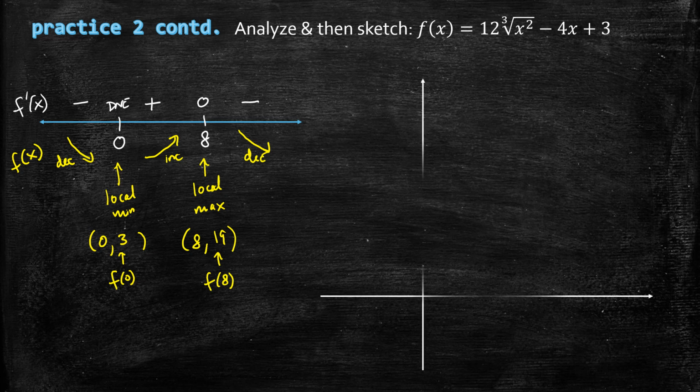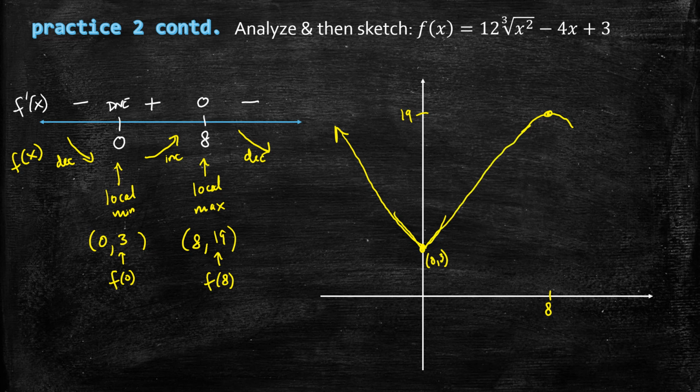And so now we can put this all together. We do know that at 0, 3, we have a minimum, but we also know that the derivative is not defined. So don't draw a nice smooth curve there. You've got to draw something that suggests a corner or a cusp, since the derivative is undefined. And then at 8, 19, we know that we have a local max. From negative infinity to 0, it's decreasing, then increasing again, and then decreasing.